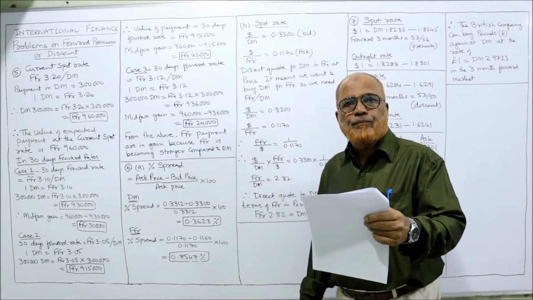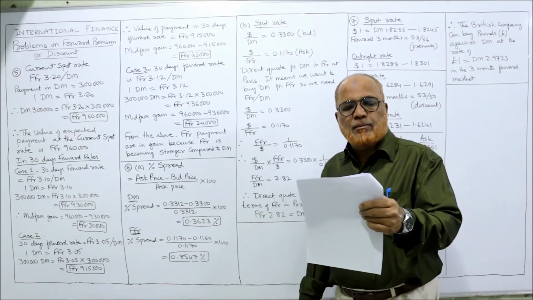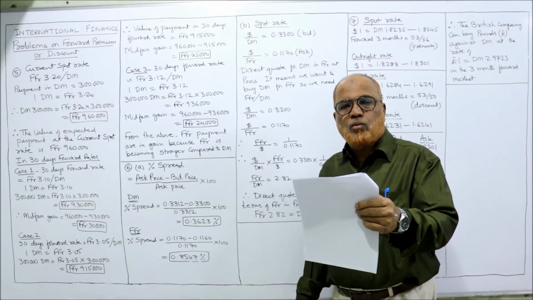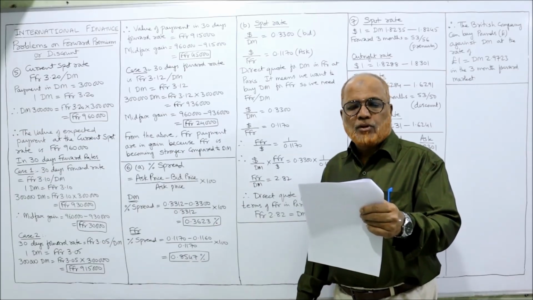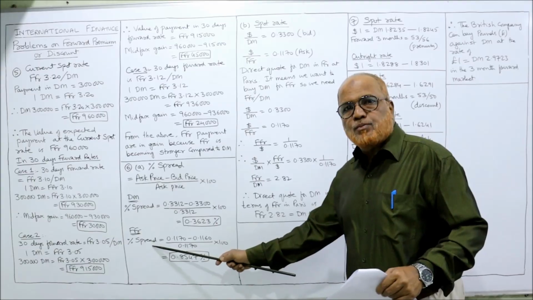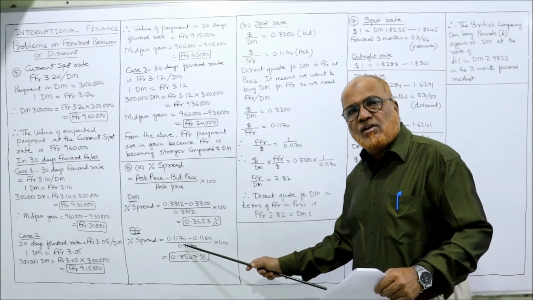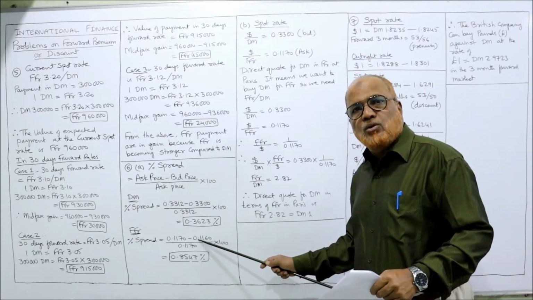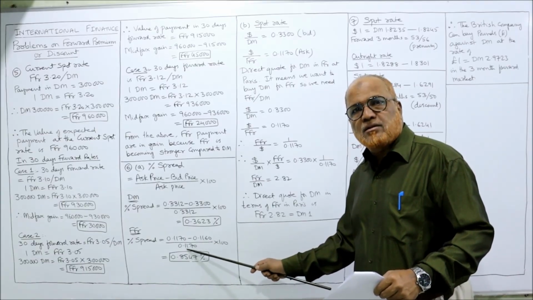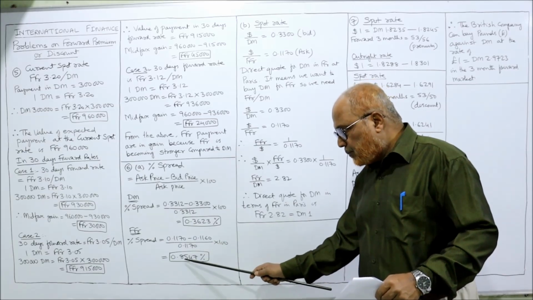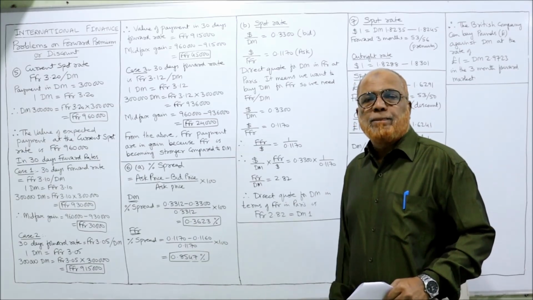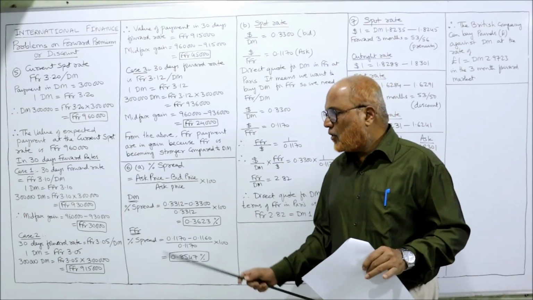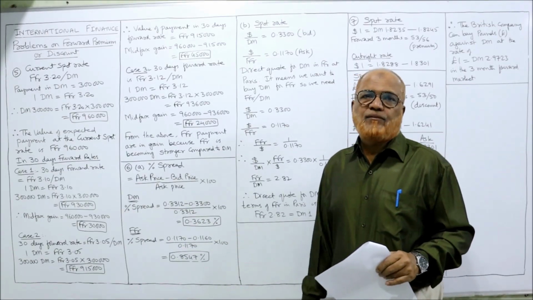Similarly for FFR, dollar per FFR is given, bid rate 0.1160 and ask rate 0.1170. So here percentage spread is equal to 0.1170, this is the ask rate, and bid rate 0.1160, divided by ask rate into 100. You will get 0.8547. So we have calculated the percentage spread for DM as well as FFR.